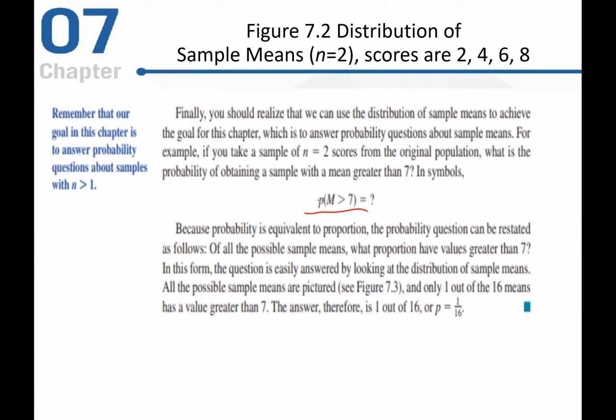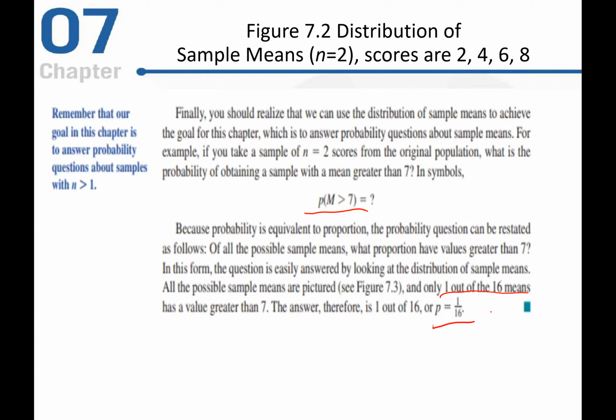Because probability is equal to proportion, the probability question can be restated as follows: of all the possible sample means, what proportion have values greater than 7? In this form, the question is easily answered by looking at the distribution of sample means. All the possible sample means are pictured, and only one out of the 16 means has a value greater than 7. Therefore, the answer is 1 out of 16, or P equals 1/16.